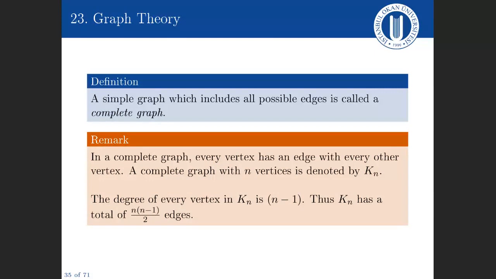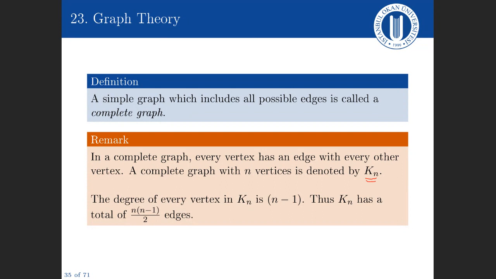A simple graph, that's a graph with no parallel edges and no loops, which includes all possible edges, is called a complete graph. To say this another way, in a complete graph, every vertex has an edge with every other vertex. If we have a complete graph with n vertices, we write this as K subscript n.